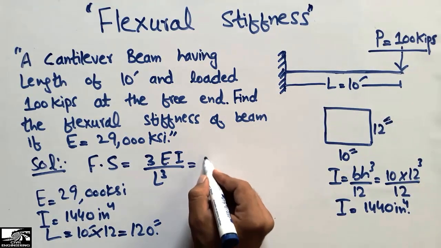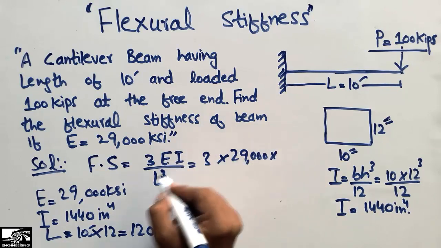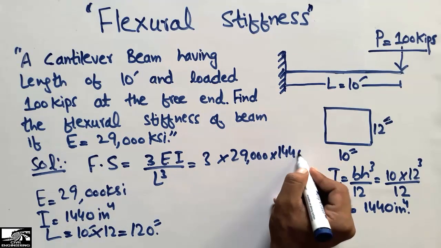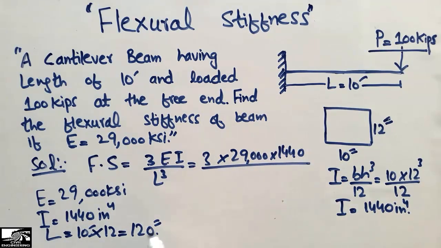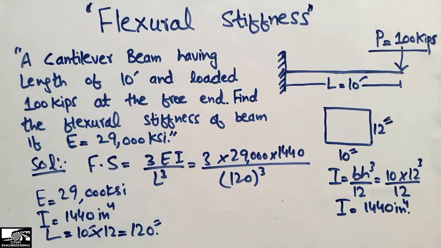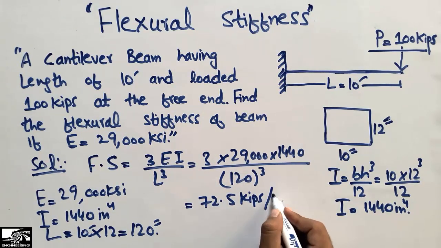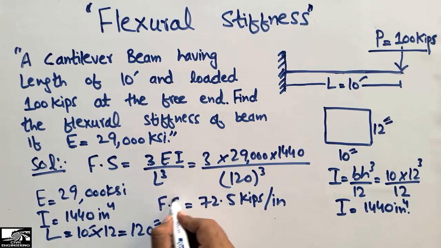Now I will put all these values in this formula, so I will find the flexural stiffness of this beam. So 3 into elasticity is 29,000 and moment of inertia is 1440, while the length of this beam is 120 inches, right? And cube, right? So now by calculating these values, I get my answer of 72.5 kips per inch, right? This is the flexural stiffness of this beam.